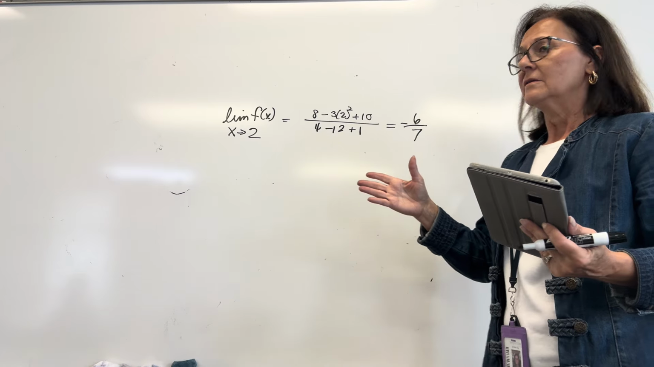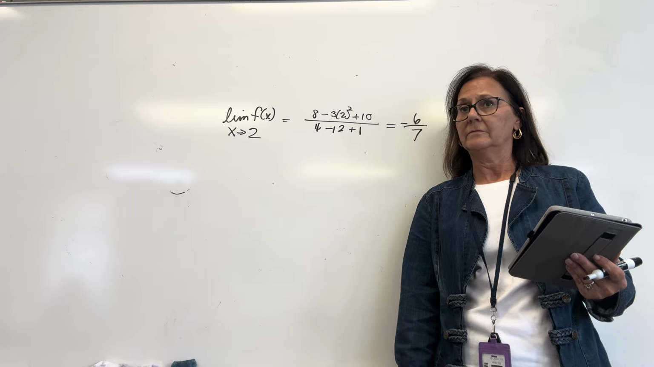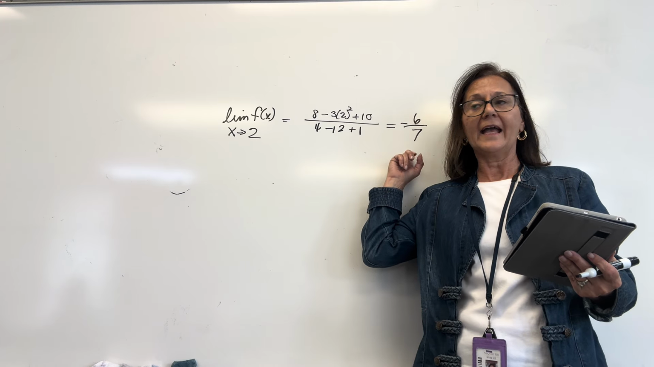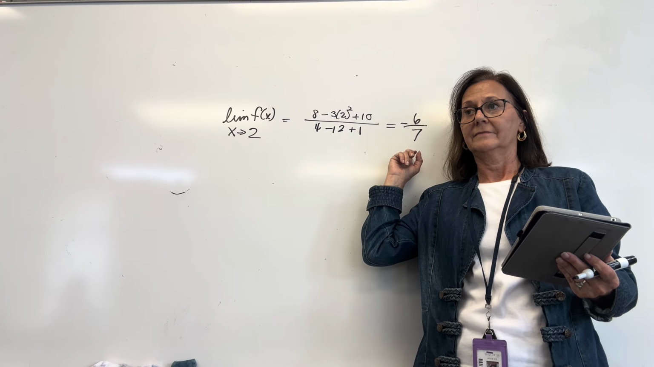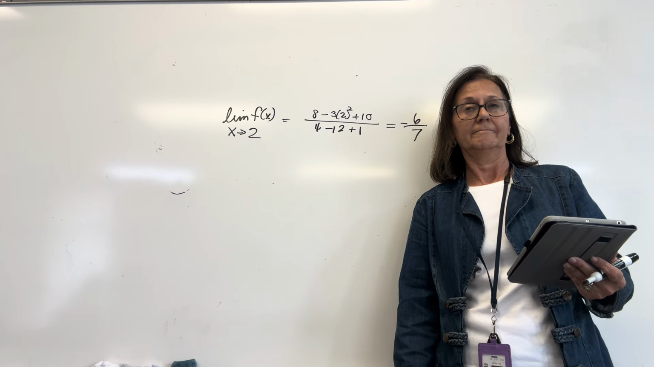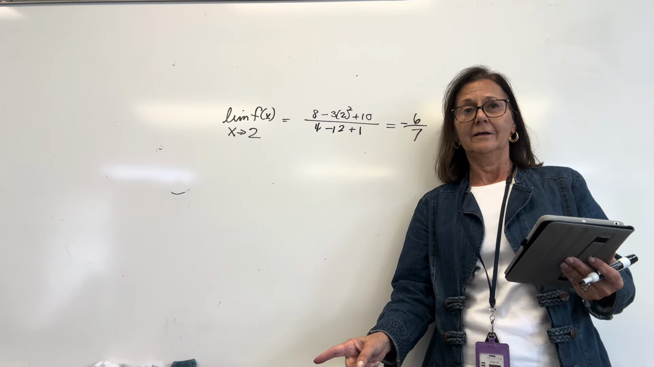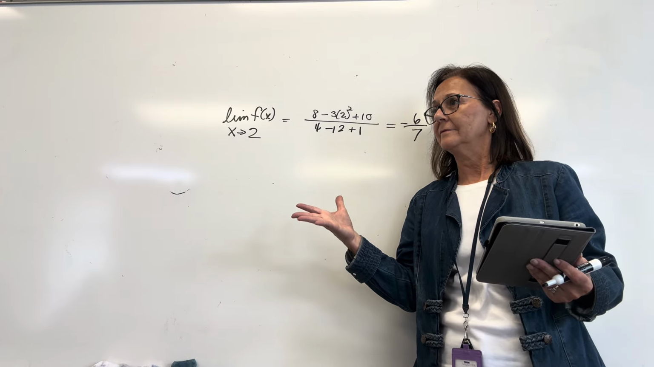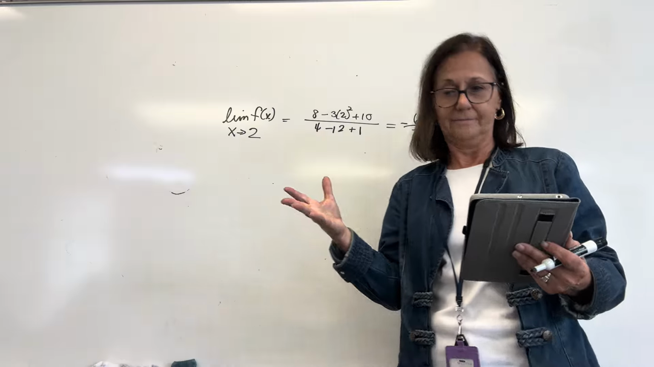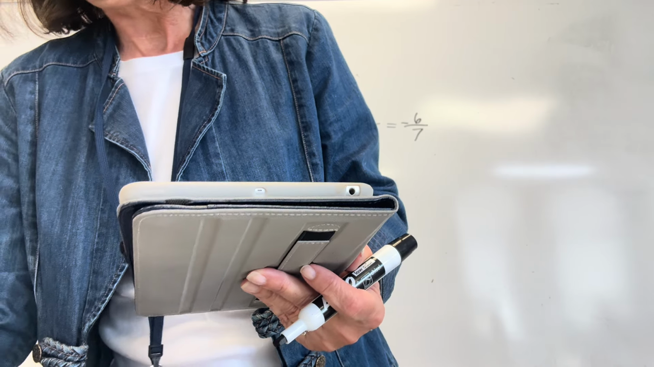So, what is the limit of that function as x approaches 2? Negative 6 sevenths. Why? Because it's in the domain. When it's in the domain, you just plug the number in. Got it? Now, what if it's not in the domain?